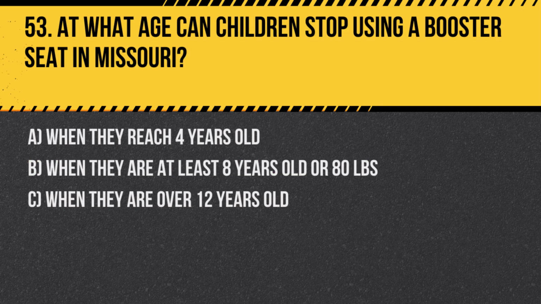At what age can children stop using a booster seat in Missouri? A. When they reach 4 years old. B. When they are at least 8 years old or 80 lbs. C. When they are over 12 years old.